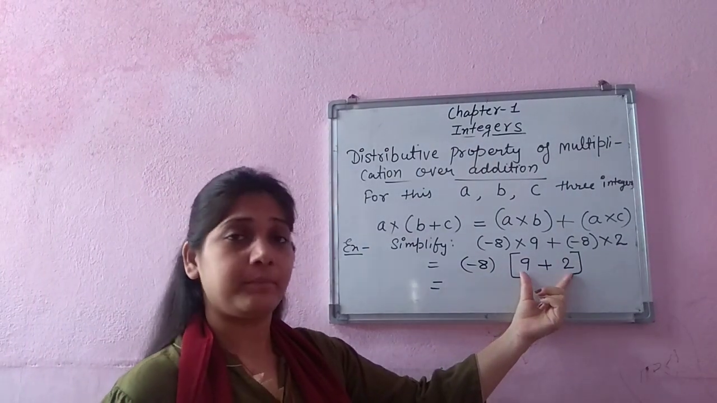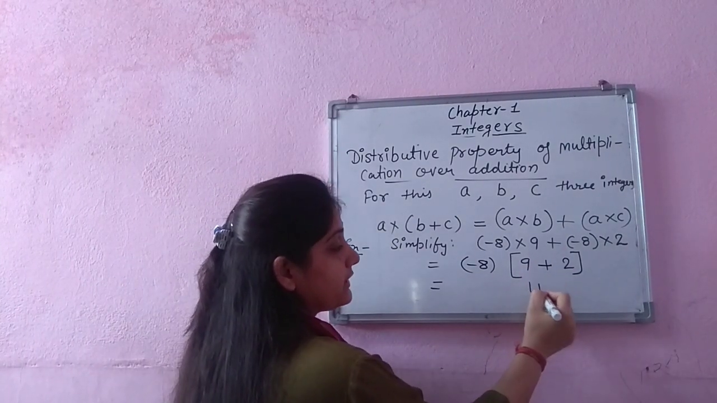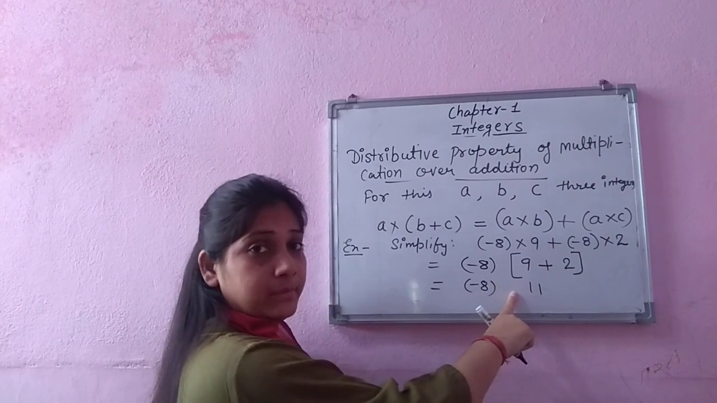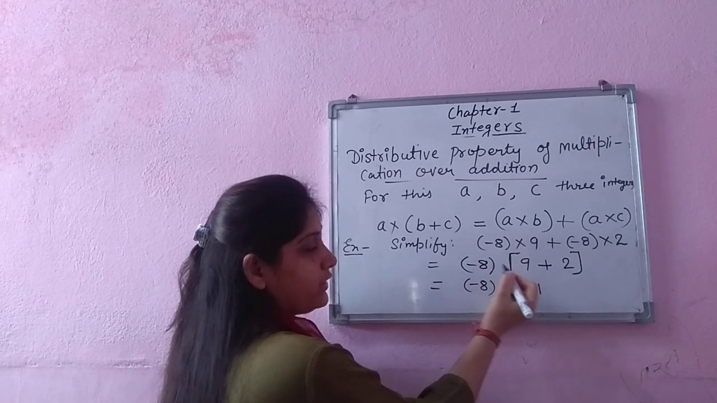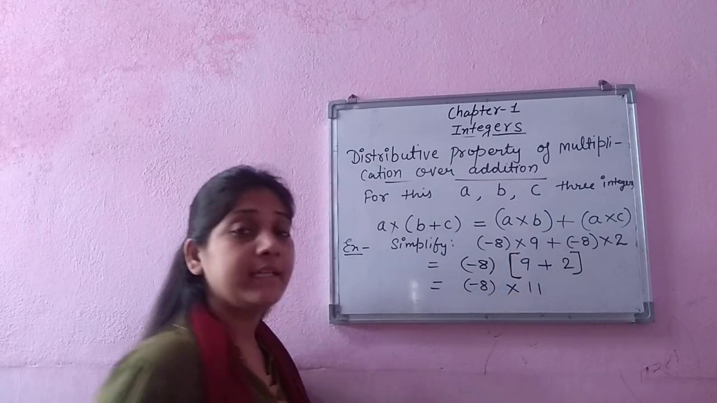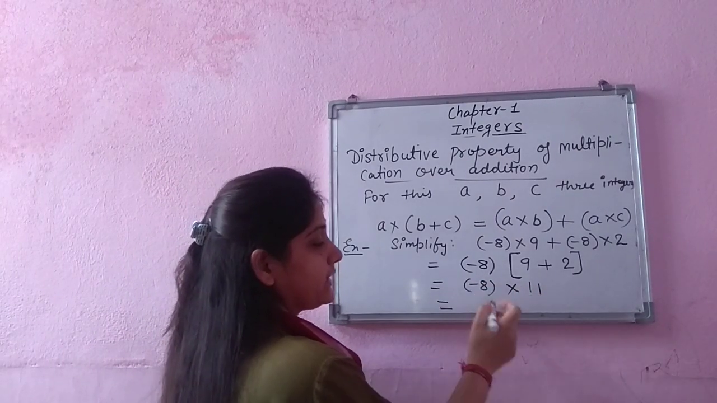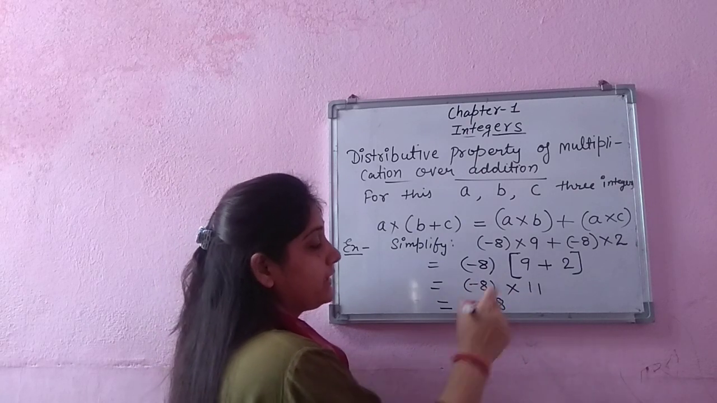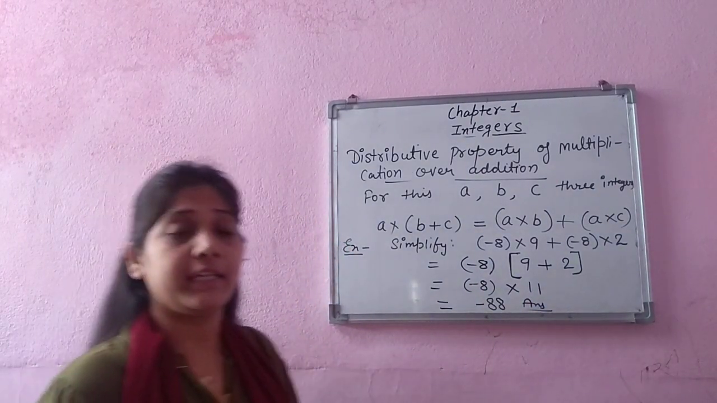And the next step, we are going to solve the addition. So 9 plus 2 is 11, and there is -8. Now, what is the sign in between? Because we know between the brackets, if there is no sign, that is automatically multiplication. Now multiply these two. 11 eights are 88. And about sign, minus times plus is minus. So our answer will be -88.